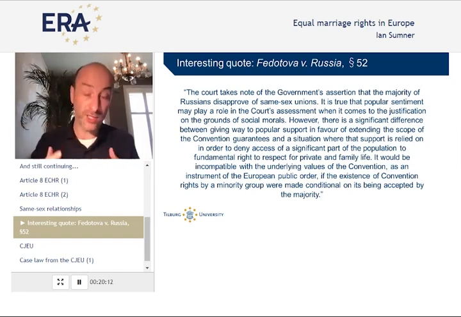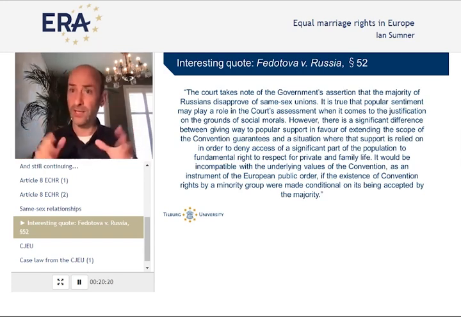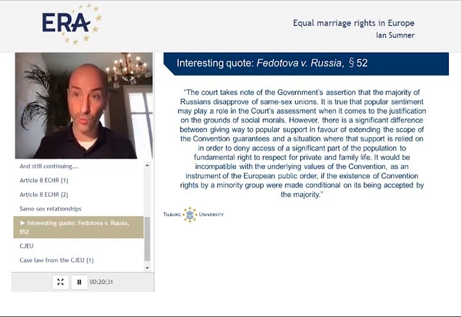I find it interesting to say that the court uses the phrase "to deny access of a significant part of the population." So this is obviously access to same-sex marriage rights and same-sex registered partnership rights, and the court uses the term "significant part of the population." I think that's an interesting use of those words.